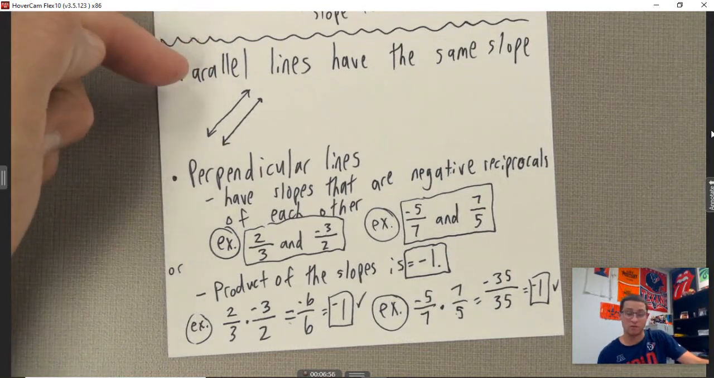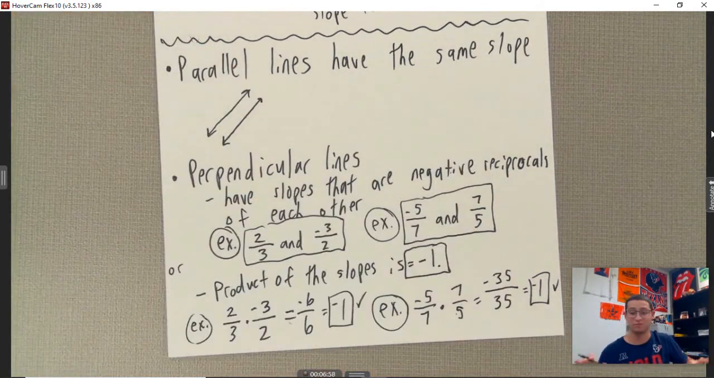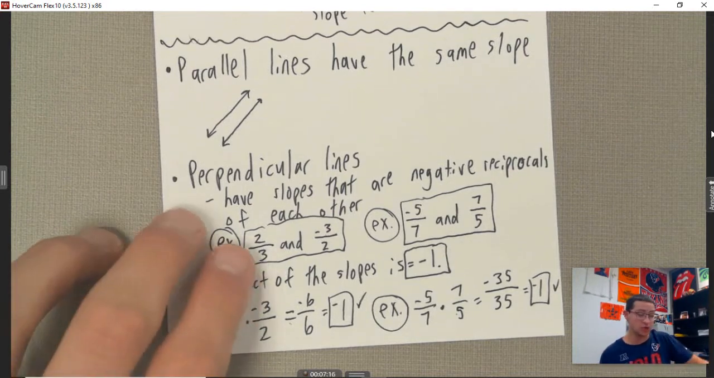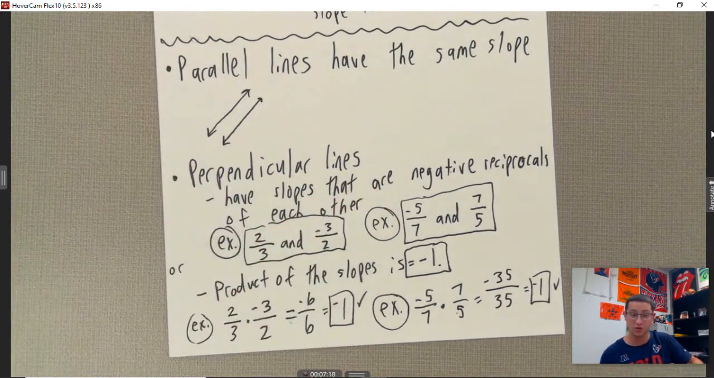So again, as a quick review, parallel lines have the exact same slope, okay, -6 and -6, or, let's use different numbers, 8/9 and 8/9, right? If they're the exact same, they are parallel, okay? And then in order to talk about perpendicular, that's where you're going to have the negative reciprocals of each other, or the product of the slopes is -1.